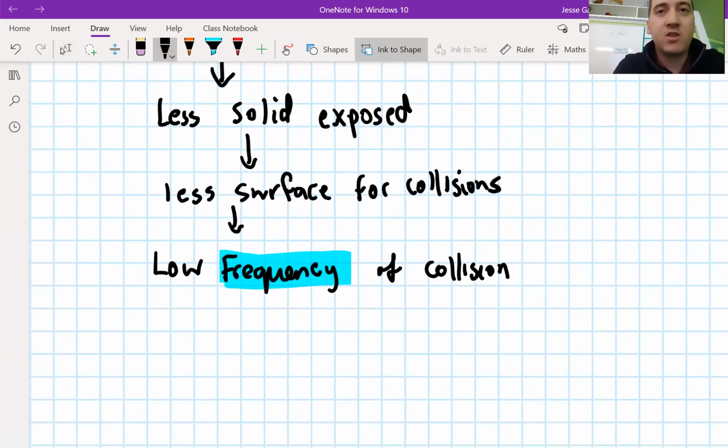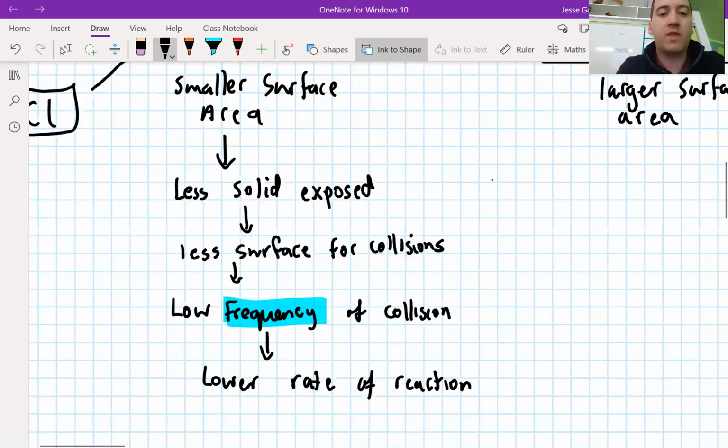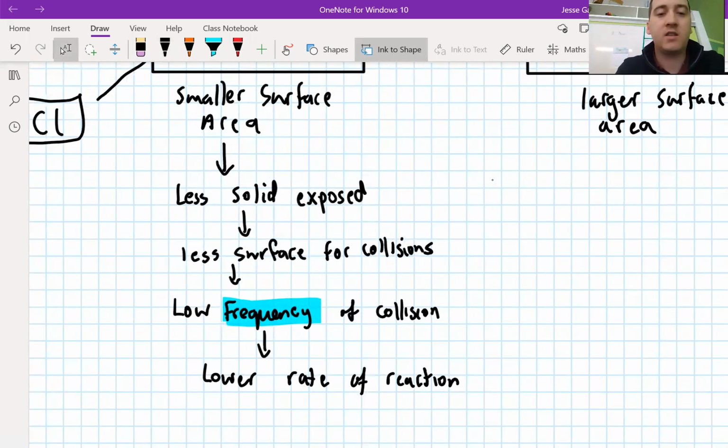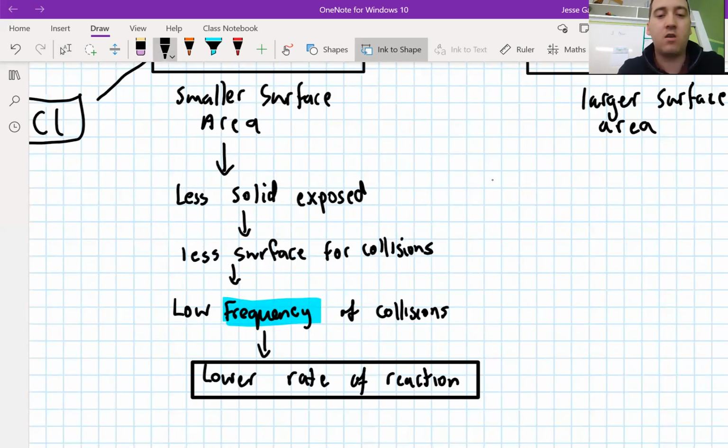Okay, and if that's true, then the chance of successful collisions decreases, sorry, and we have a lower rate of reaction. So for the larger lump, they have a smaller surface area, less solid is exposed, which means there's less surface for collisions. This leads to a lower frequency of collisions, and this causes a lower rate of reaction. So I'm just going to put a box around that at the end, lower rate of reaction.